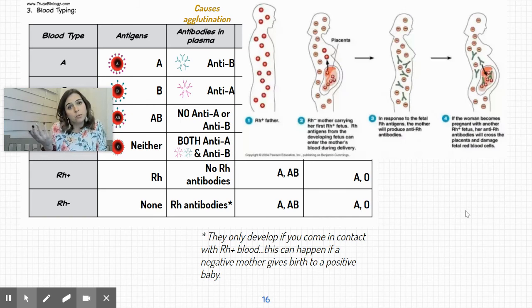But if mom and dad are both negative, there's no risk of having a positive baby. It's genetically inherited. So negatives and negatives just make negatives. But negative is a little bit more rare.